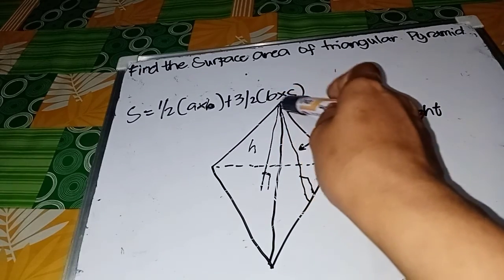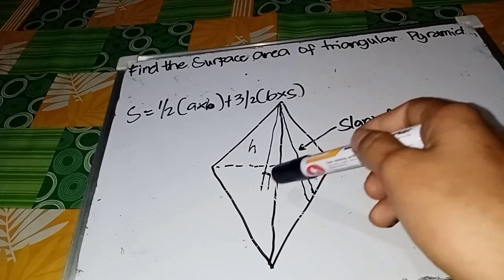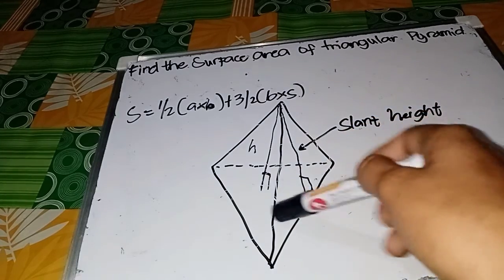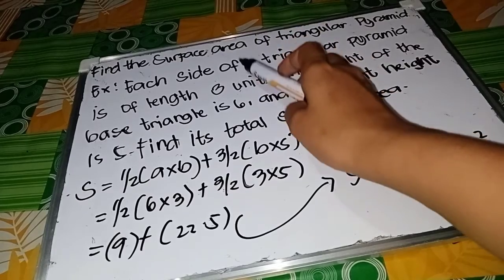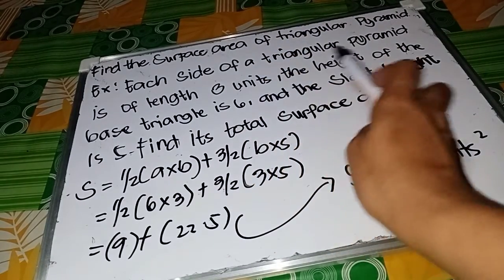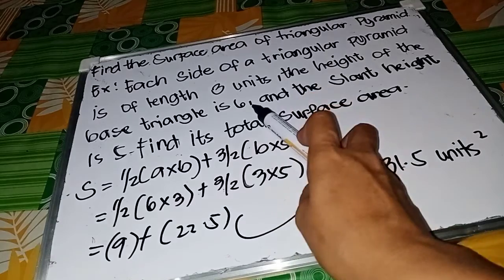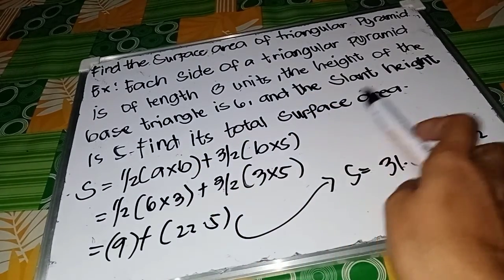3/2 B times S is the product of the perimeter and slant height of the pyramid. Just like, for example, each side of a triangular pyramid is of length 3 units. The height of the base triangle is 6, and the slant height is 5. Find its total surface area.